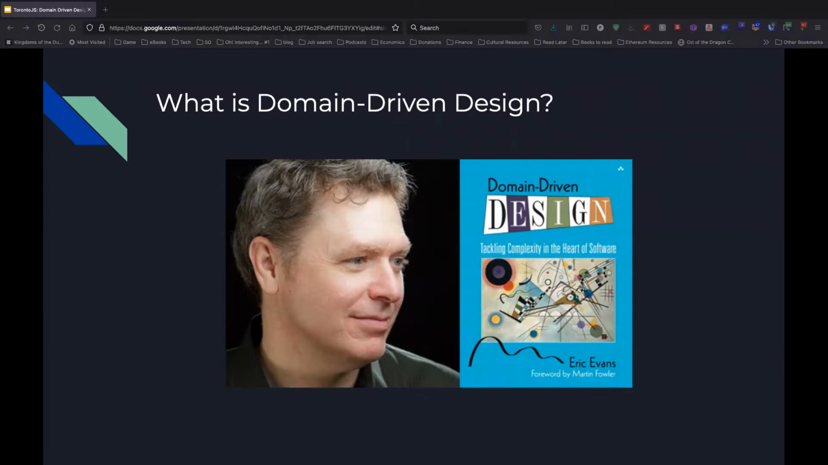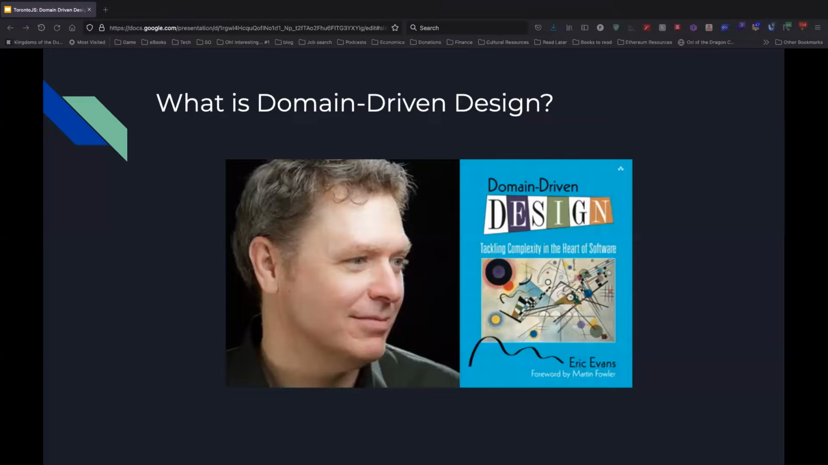Primarily, domain-driven design is a design technique with technical aspects to it, but at the same time, I think the more important part of it is the philosophical concepts, or at least the conceptual ideas that underpin domain-driven design. I think those are more important, and it's really the core part of it.